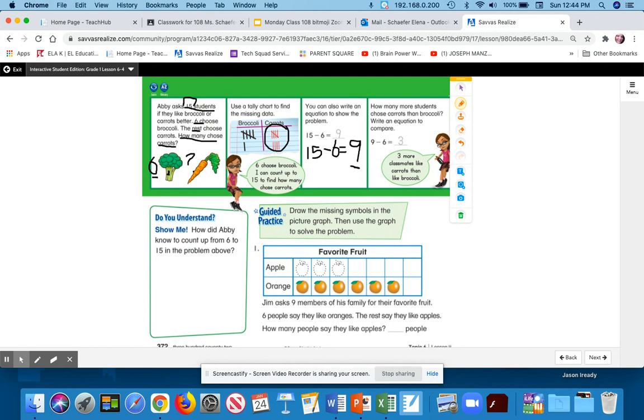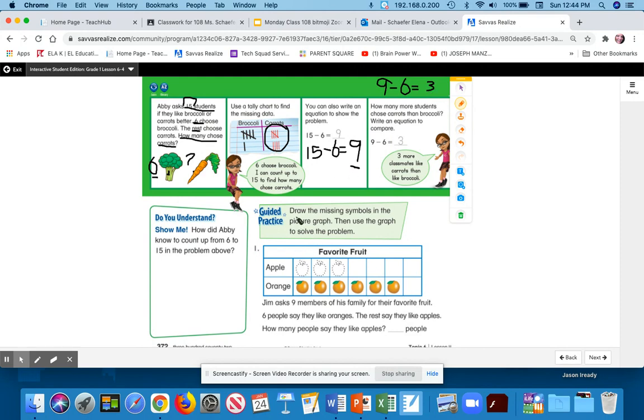Now I can use this to answer more questions. I want to know how many more students chose carrots than broccoli. All right, so I'm going to look at the greater number. There were 9 students that liked carrots. And I'm finding the difference when I want to know how many more. So the difference is 3. And this is finding it without a data chart, without a picture graph.